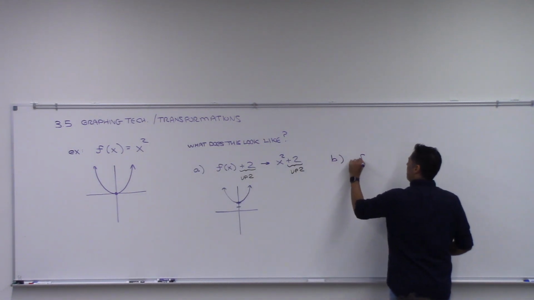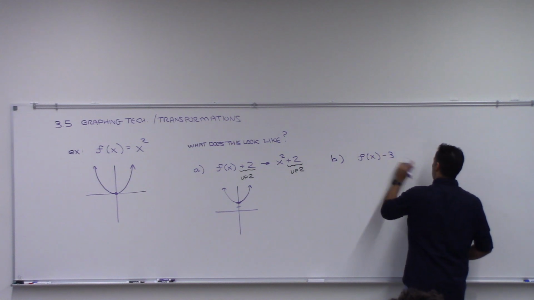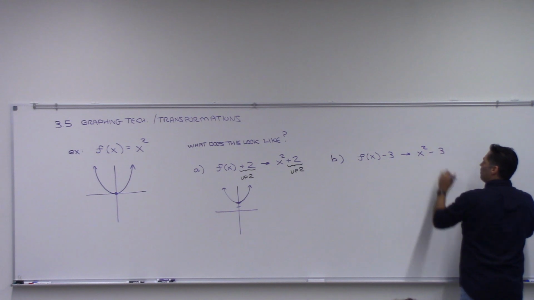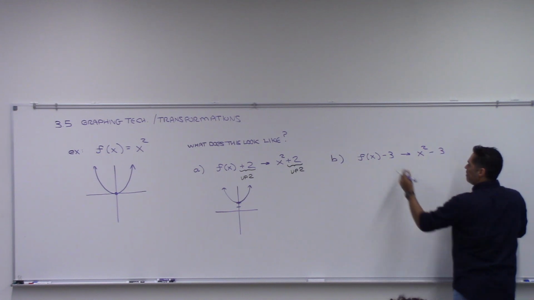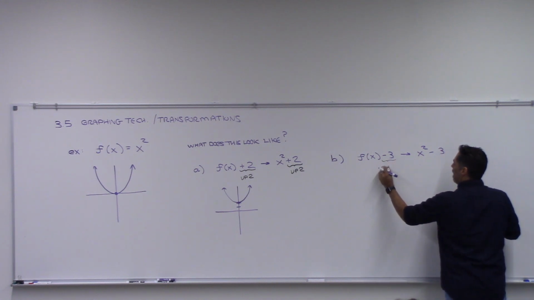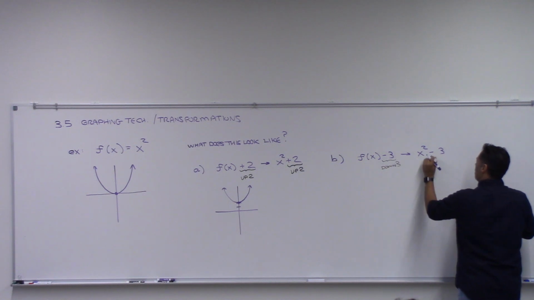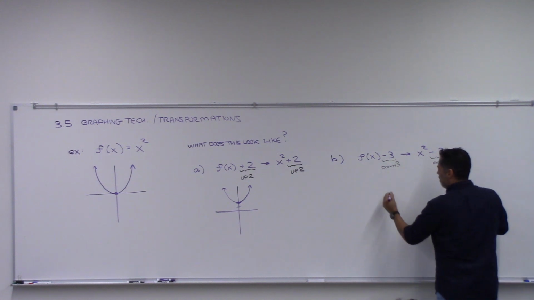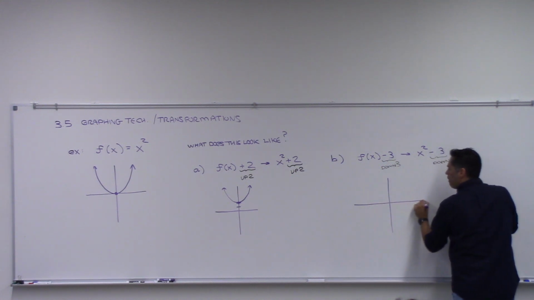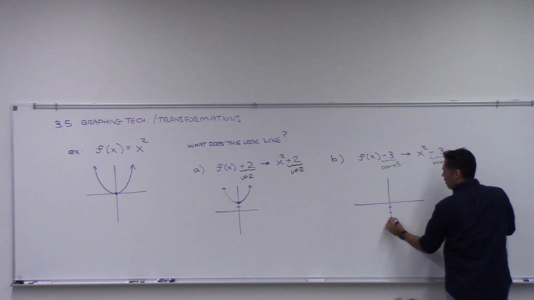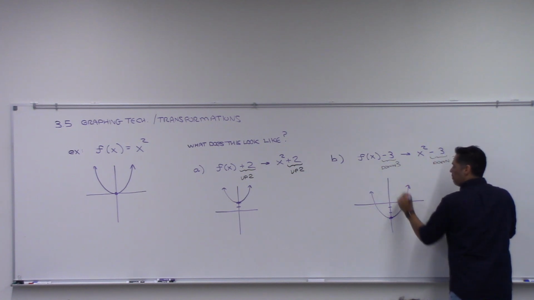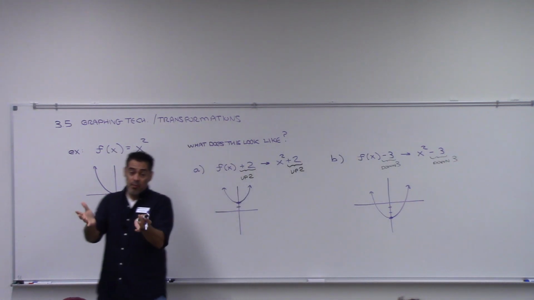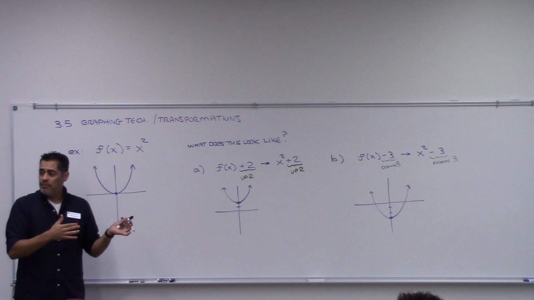What if I tell you to take f of x and subtract 3 from it? What do you think that's going to do? Move it down 3, right? Pretty simple idea. Take 3, subtract, you're going to go down 3. So the picture will look like this. 1, 2, 3, put a dot, and then make it go like that. So hopefully you agree, this is a pretty simple idea, right?